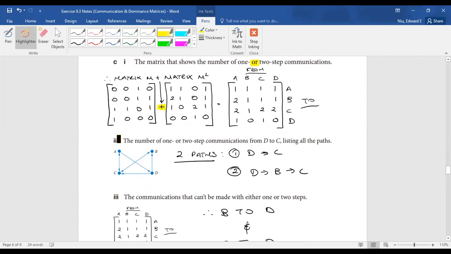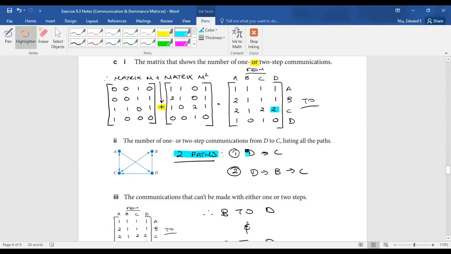Part 2 of section C says the number of 1 or 2-step communications from D to C. So from D to C, we know there's 2 of them. Okay, and this means you can either take 1 step or 2 steps, up to you. Okay, but no more than 2 steps.